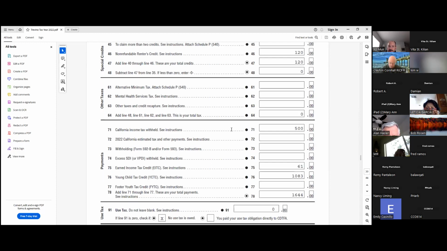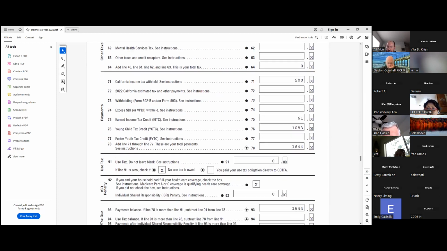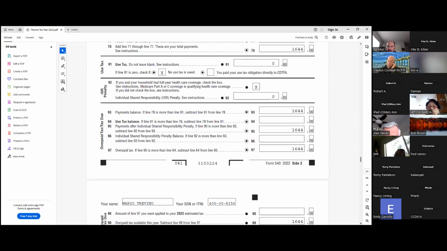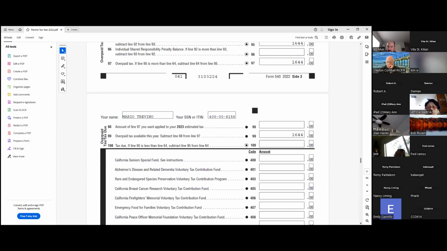Here's your EITC. I stand corrected. Here's your California income tax withheld, 500, and that's from the W-2. And then you have EITC, a small amount. Again, the rules are different for California, and that young child tax credit, a little over 1,000. So here are the total payments, withholding and those refundable tax credits. And then that total amount of $1,644. That's going to be the amount of the overpayment.